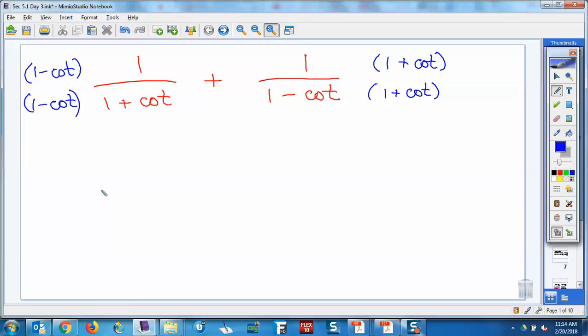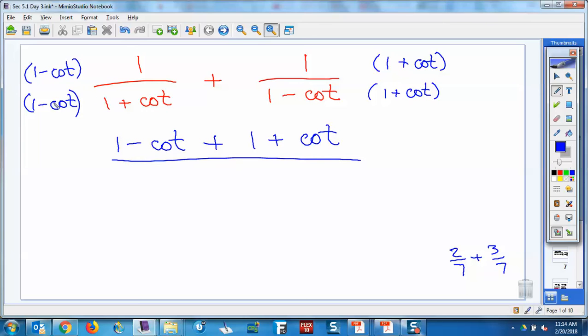The reason you get common denominators is so that you can add the tops. 2 sevenths plus 3 sevenths is 5 sevenths. We add the tops, we keep our common denominator. So this is going to be 1 minus cotangent plus 1 plus cotangent, and then our common denominator is going to be these two together. Now I know I said a lot of times we don't multiply those together. However, in this case, I think we are going to want to multiply those together.